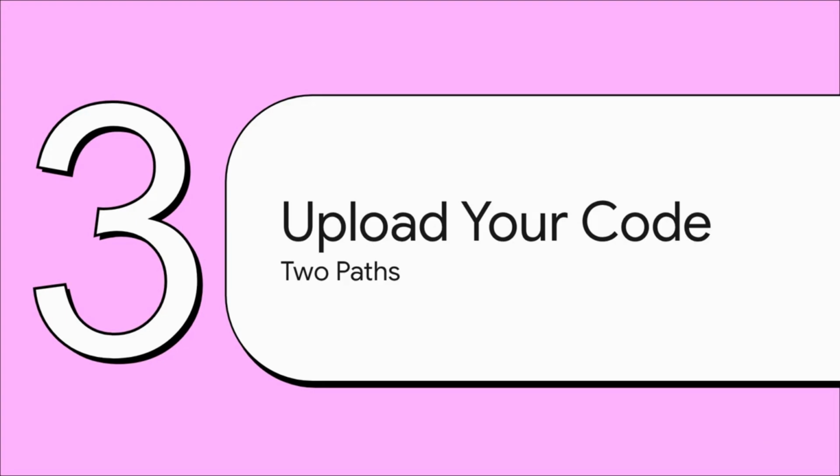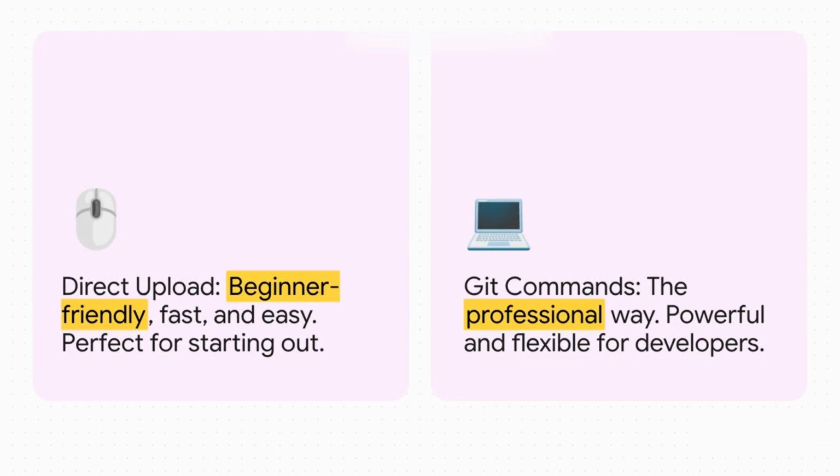So let's get to the main event. How do we actually get our files from our computer into this thing? Well, there are two main ways to go. Okay, you've got two paths. On the left, we have the direct upload. Honestly, think of this like attaching a file to an email. It's visual, it's fast, and it's absolutely perfect for when you're starting out. Then on the right, you've got Git commands. This is how the pros do it. It's super powerful, super flexible, and it all happens in that cool-looking terminal window.